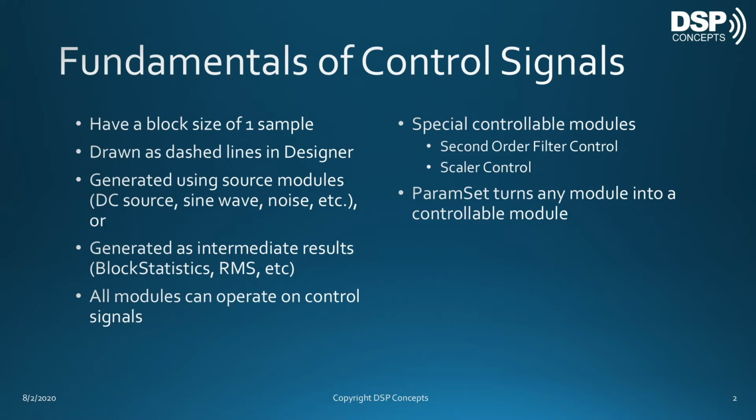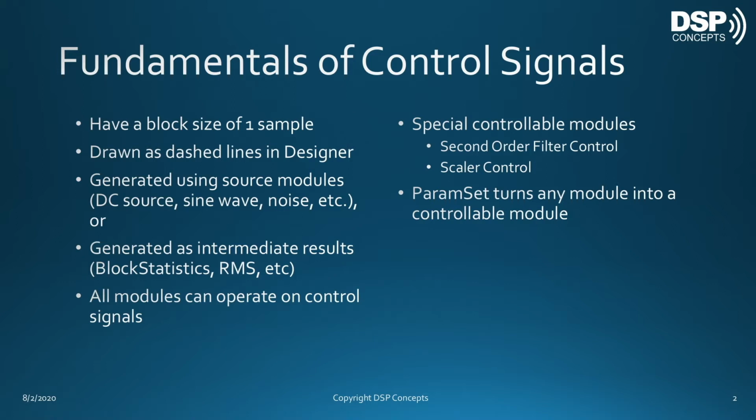One, using source modules, very often a DC source or a sine wave generator. You can specify the output block size as 1. Or they're generated as intermediate results from the block statistics module or the RMS modules. Once you have a control signal, pretty much all the modules in AudioWeaver can operate on control signals. You can scale them, you can add them, you can filter them, and so forth, whatever you want to do.